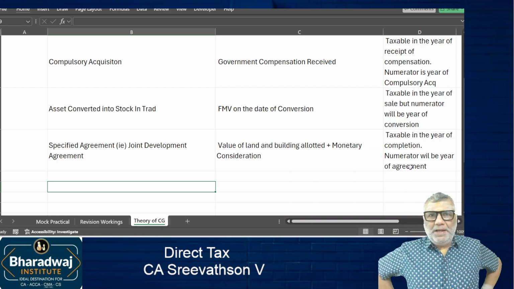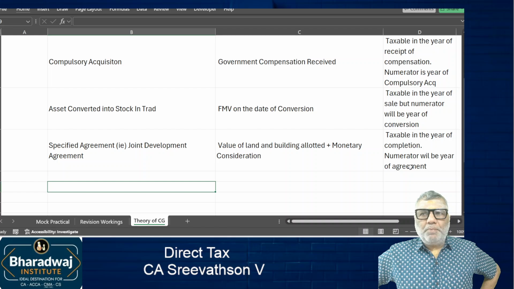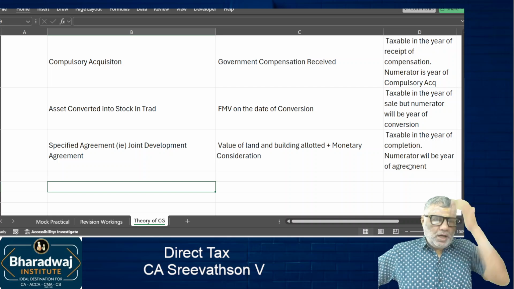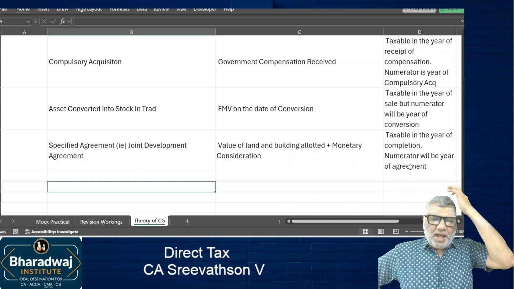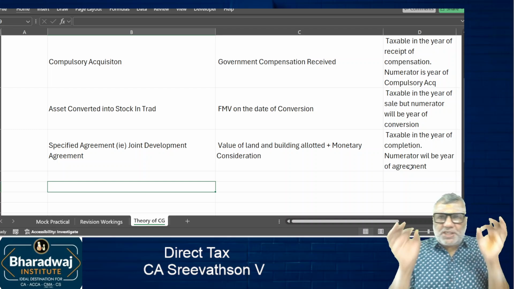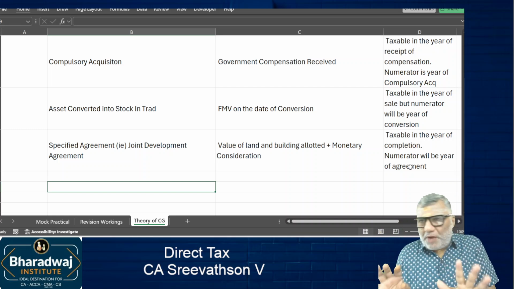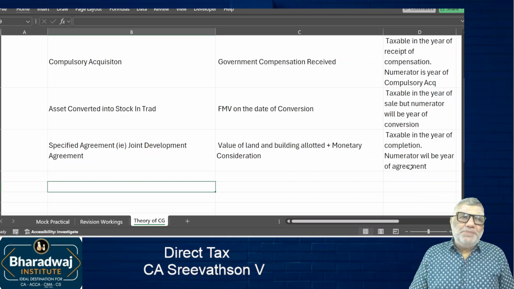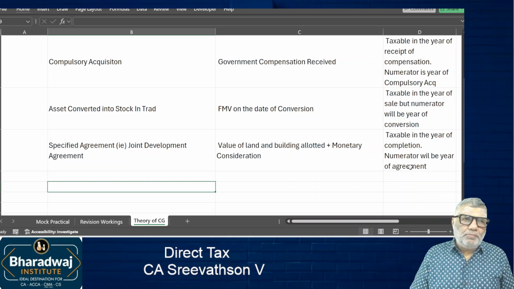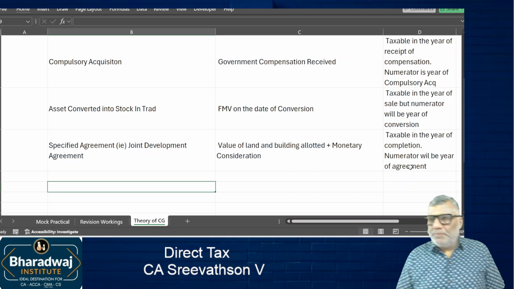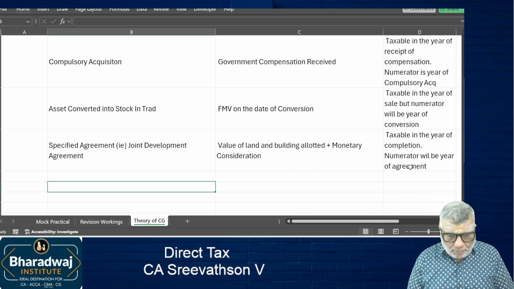Four cases, please be aware that the numerator might not be 348. Extinguishment, compulsory acquisition, conversion of asset into stock in trade, and specified agreement. In these cases, the numerator need not be. If it is the same year, fine. If it is a different year, please be careful. Am I clear? Okay, friends.